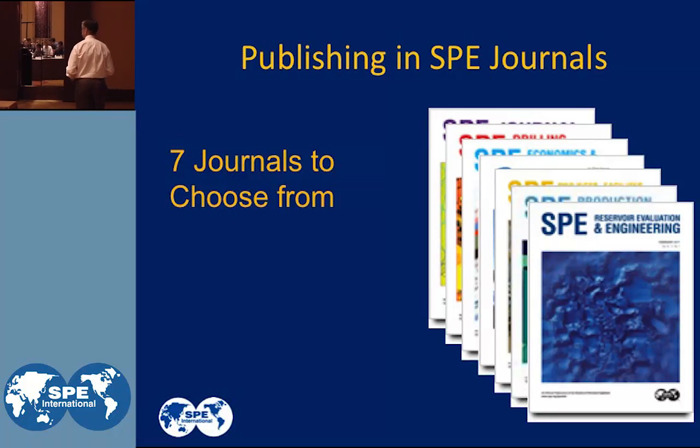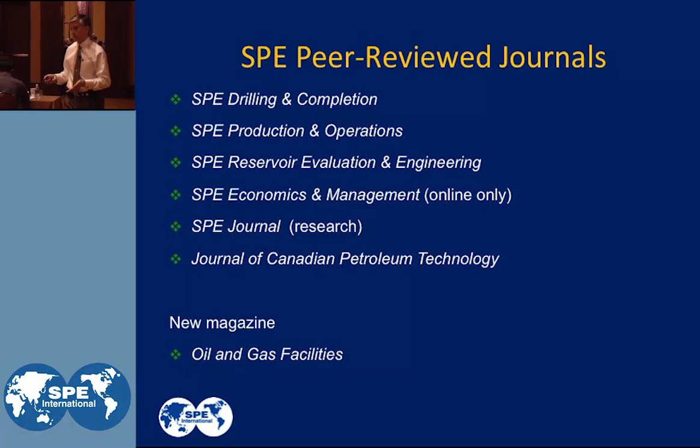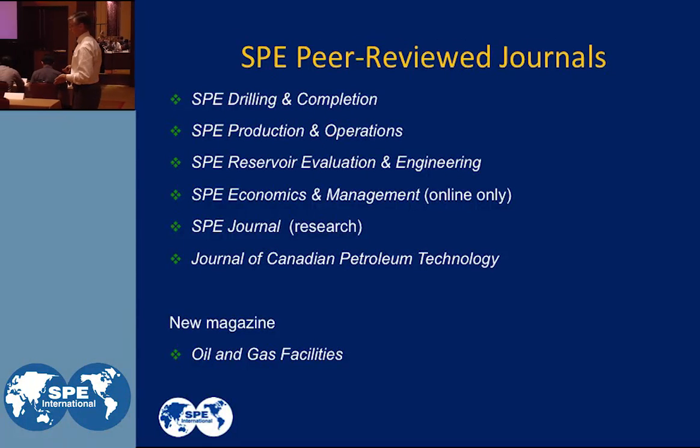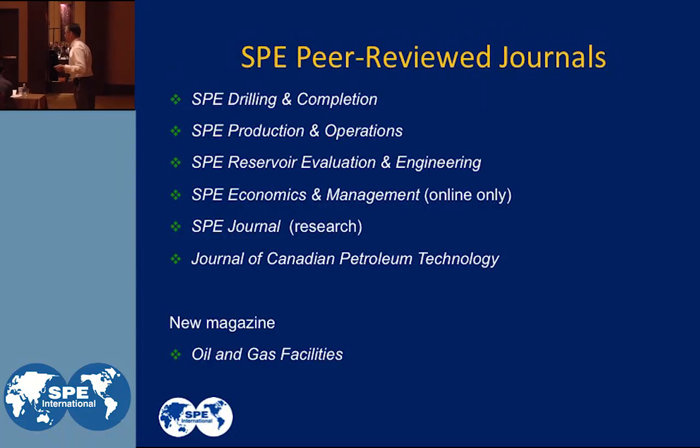There's 7 of them, and I'll describe them a little bit here. But this is the peer review process, okay? It's a little bit more stringent process than actually getting your manuscript accepted or your abstract accepted to go to the conference, okay? But the peer review journals are Drilling and Completion, Production and Operations, Reservoir Evaluation and Engineering, and Economics and Management, which is online, okay?